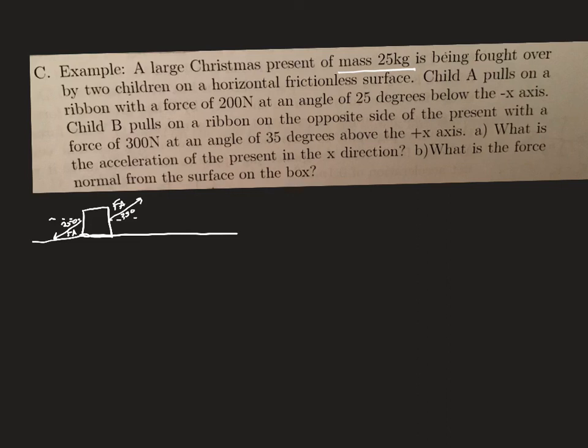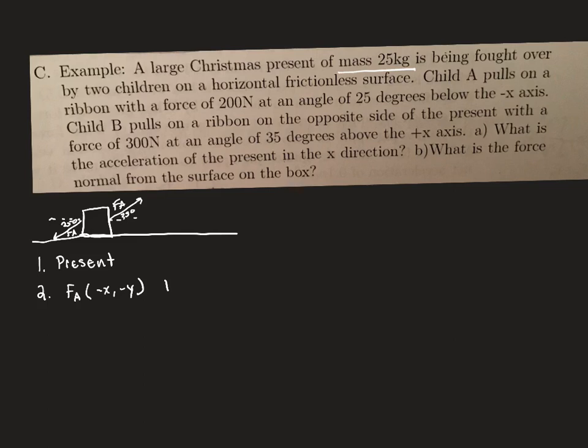Alright, so since everybody seems to be tugging on this Christmas present, the object we're going to sum forces on is the present. Alright, so let's identify all of our forces. Alright, so what is touching the box? We have child A and child B. So we're going to have force A from the child, and that's going to be negative x, negative y, because the child is pulling down and backwards on it, because we're below the negative x-axis, and that puts us in the third quadrant.